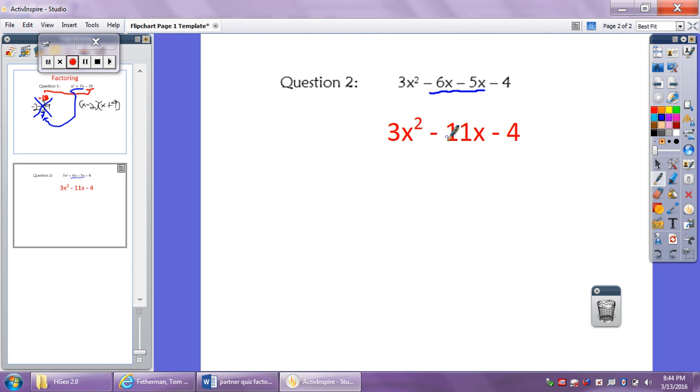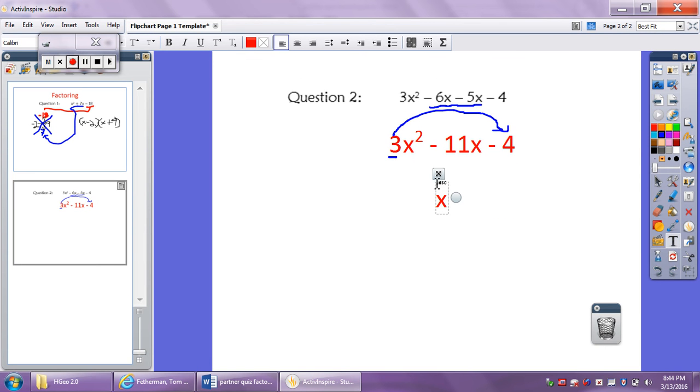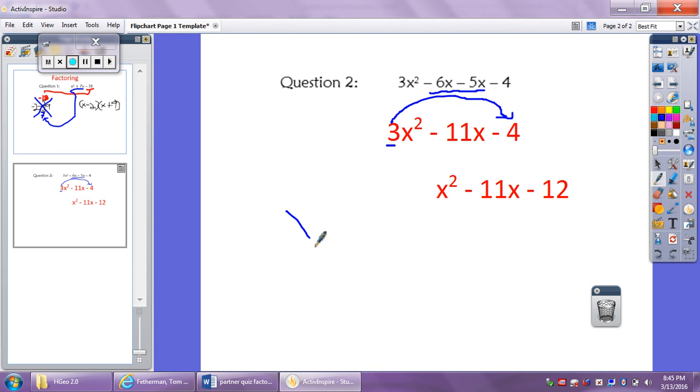And we looked at this on Friday, is when we have a coefficient, so we have a number in the front. So I take this and I multiply the end term. So 3 times negative 4 is negative 12. So now I have x squared minus 11x minus 12. And then we look at the factors. Well, what are my factors of 12? So I'm looking for negative 12. And I want these two numbers to add up to give me negative 11.